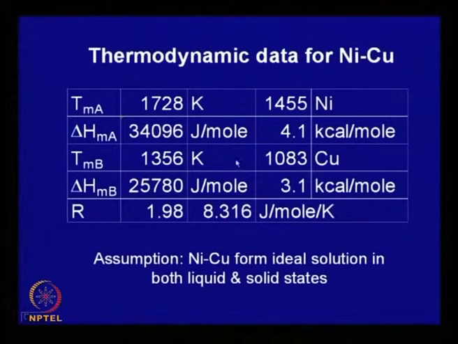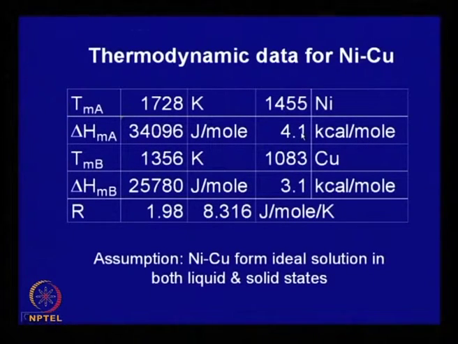Now, we used principle of thermodynamics, because thermodynamics is the basic science which deals with equilibrium, and using certain thermodynamic data, we calculated phase diagram for an isomorphous system. And if we take that example for nickel and chromium, we did it I think in one of the classes with arbitrary values for A and B, but if you substitute for nickel and copper, then its melting points are known. This is the melting point of nickel, this is the melting point of copper.